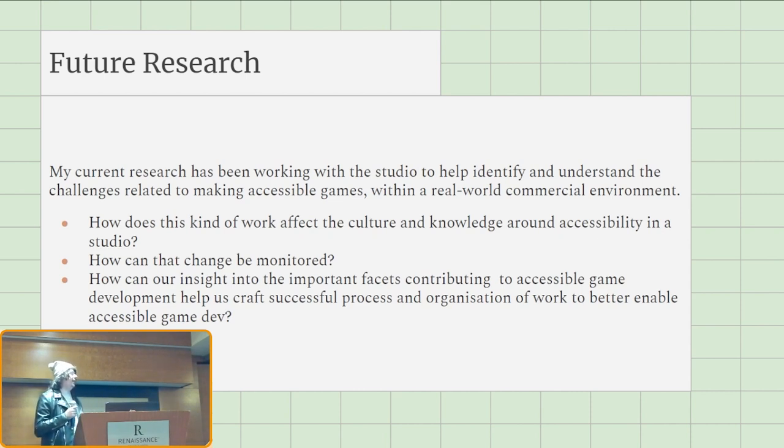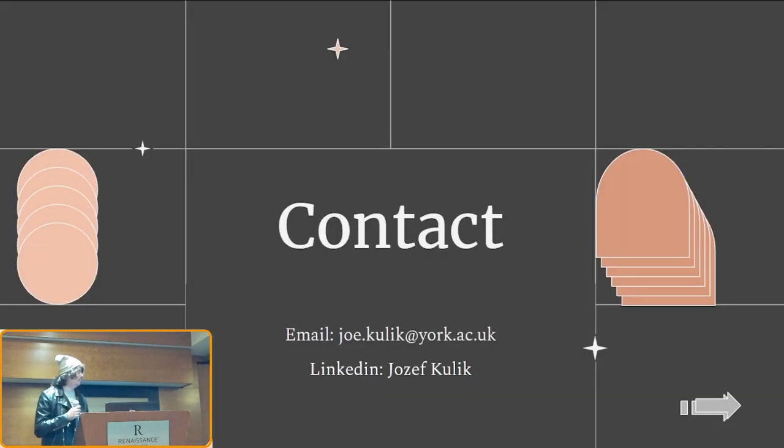And how can our insight into the important facets contributing to accessible game development help us craft successful processes and organization of work? How can the learnings from my other research, in particular where I've been studying game developers, be used to think about organizational process around the management of accessibility work? And how can we improve that work towards helping studios make more accessible games and improving that culture? And then ideally, potentially measuring it as well.